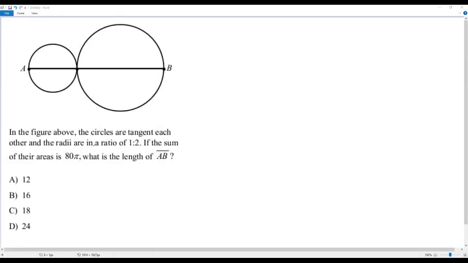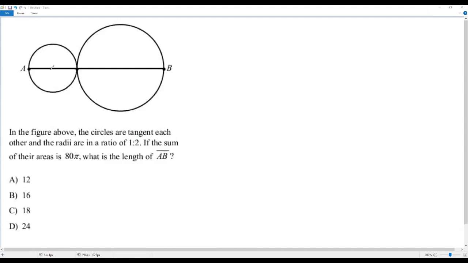Okay, here we have information about the radii of the two circles. That is, the radii of the two circles are in the ratio 1 to 2. That is, the radius of the smaller circle is just 1 unit, then the radius of the bigger circle is 2 units. That is, the radius of the bigger circle is 2 times the radius of the smaller circle.